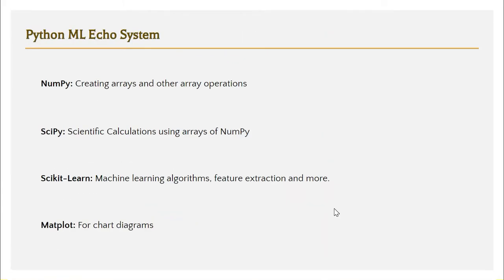Before writing the code, let's first try to understand the Python machine learning ecosystem. These are the general libraries which we use whenever we do machine learning programming in Python. The first library is the NumPy library. Using NumPy, we can create arrays.